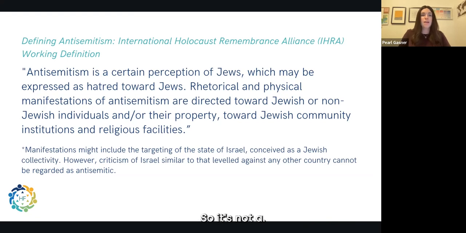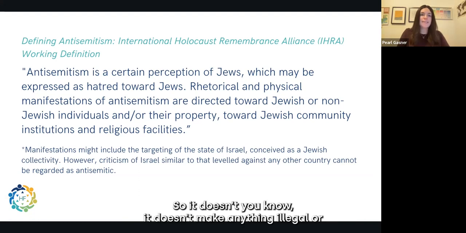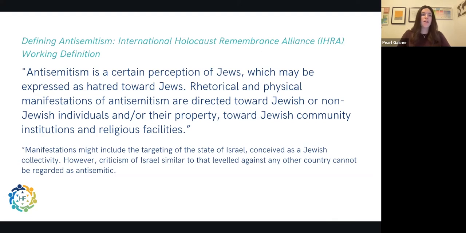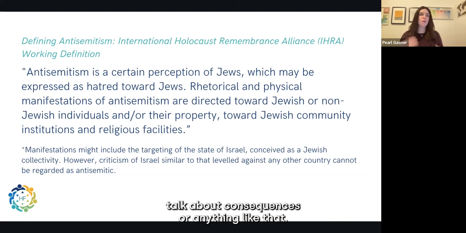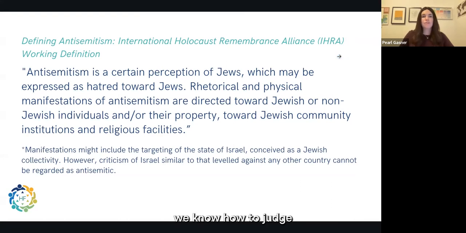Even though countries have adopted it and it's the legal definition, it's not a law. It doesn't make anything illegal or talk about consequences or anything like that. It's simply to be used as a guide so that when an incident occurs, we know how to judge clearly whether it is or is not anti-Semitic.